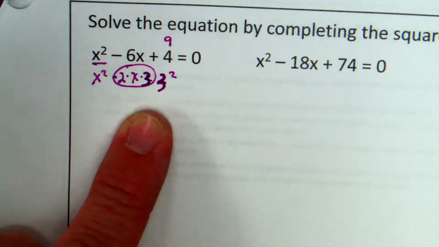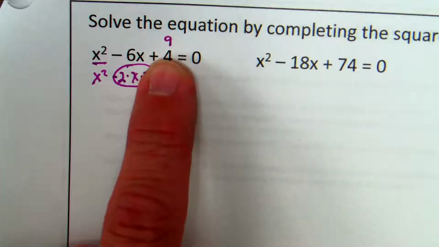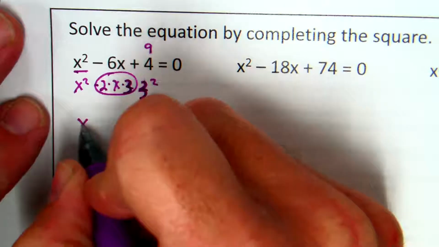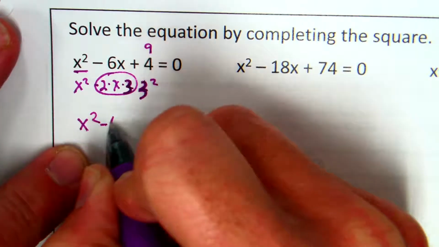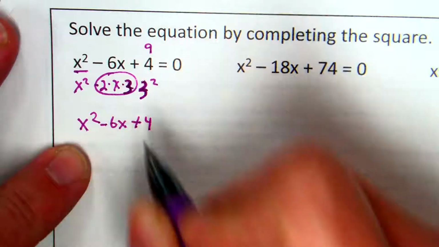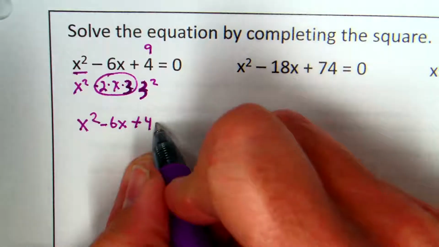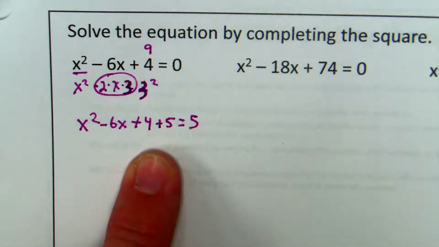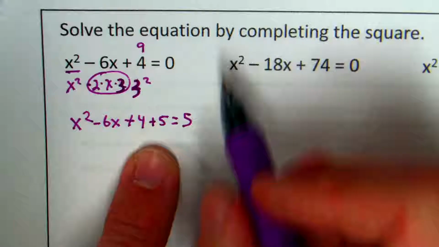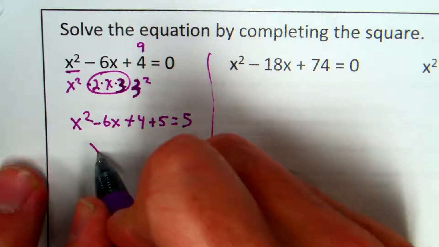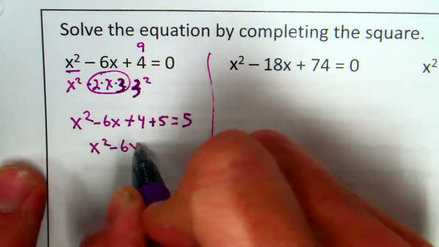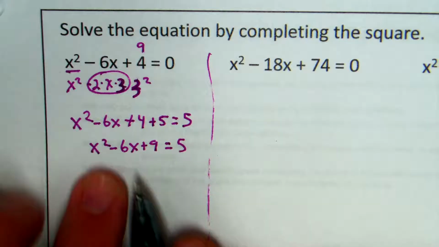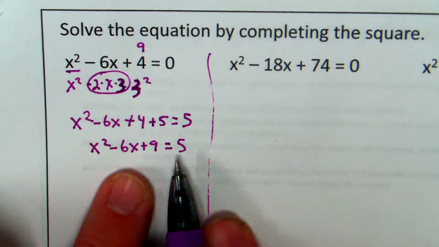This is the cool part. I'm actually going to force this to become a 9. I'm going to change this so that I have x squared minus 6x plus 4, and I'm going to use the property of equality to add an extra 5 to both sides. Remember, whatever I do on one side, I have to do on the other. Property of equality says I can do whatever I want as long as I do it on both sides. That makes this new equation x squared minus 6x plus 9 equals 5.